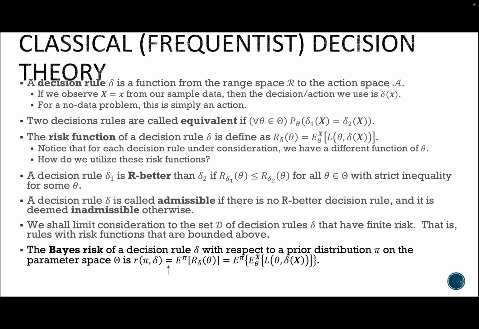So the Bayes risk of a decision rule with respect to a prior distribution, pi, as you see there, is simply the expected value of the risk function using that prior distribution. And so if we put all this together, we get that expression at the very end. Because remember, the risk function, you start with the loss function, and then you take the expected value with respect to your data, with your x's. And then now we're going to take the expected value of that using this prior distribution and treating theta as the random component. Let's look at an example.